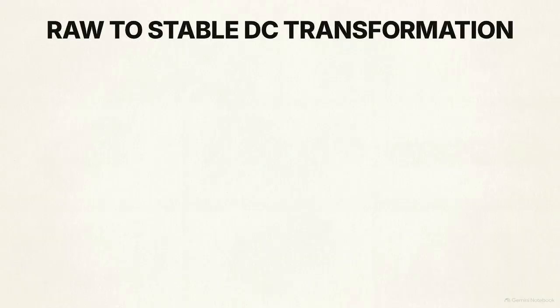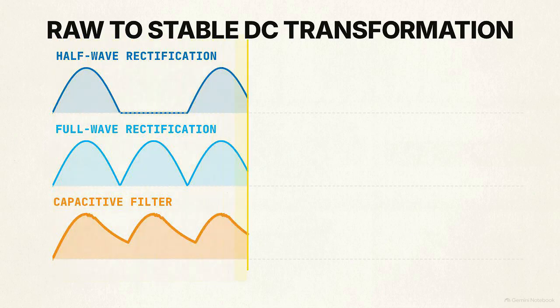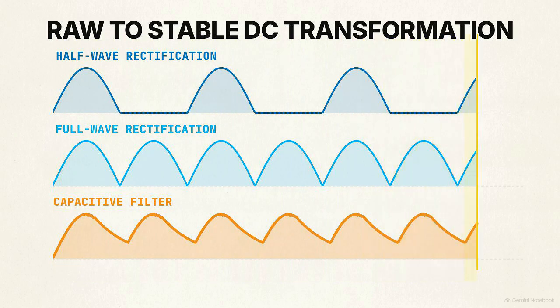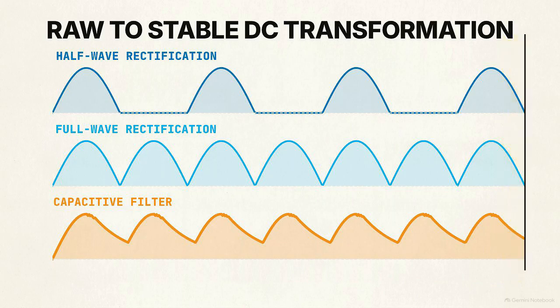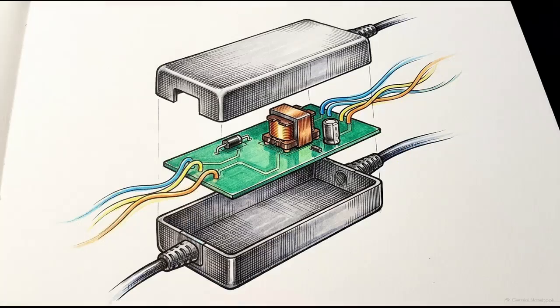Looking at this progression, we can trace the raw input wave as it is chopped in half, fully inverted, and finally smoothed into a steady line of direct current. This conversion is achieved without digital logic or complex processing, relying instead on the passive physics of these few components. This sequence, transformation, full-wave rectification, and capacitive filtering, remains the foundational architecture inside almost every power supply operating today.